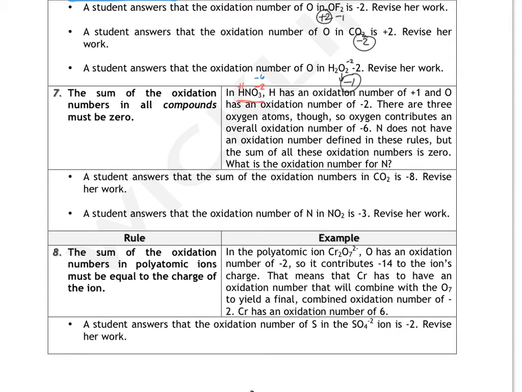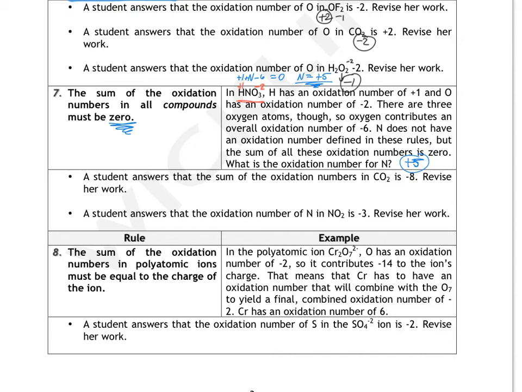And for the hydrogen, there's only 1 of them, so the overall charge is +1. And when you take the charge of the nitrogen and add it to the +1 and the -6, it has to be equal to 0. That's what rule number 7 is saying. So +1 for hydrogen, plus N, whatever that is, -6 has to be equal to 0. So when you do that math, you'll see that nitrogen has to be equal to +5. So that's why I'm going to say that the oxidation number of nitrogen is +5 in that circumstance.